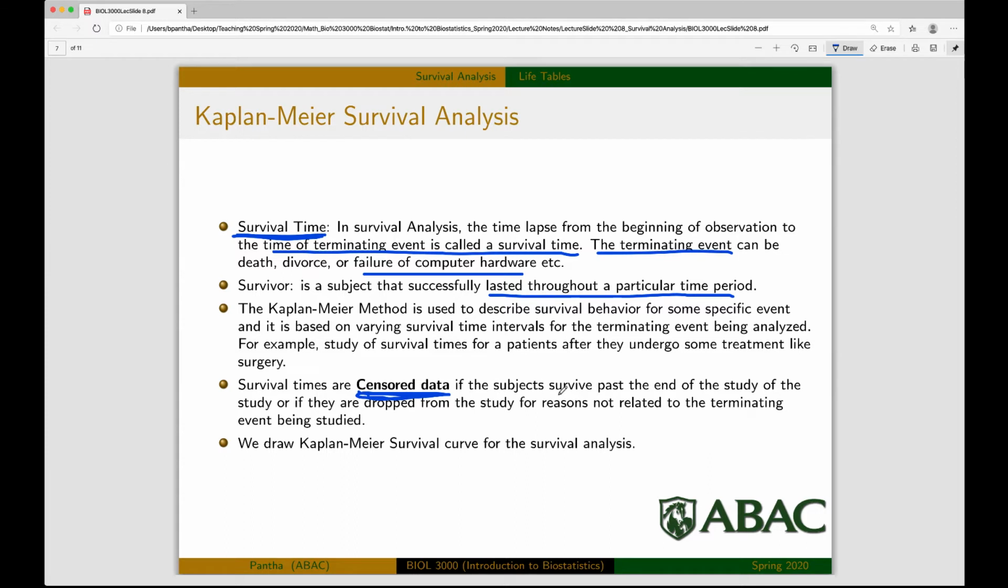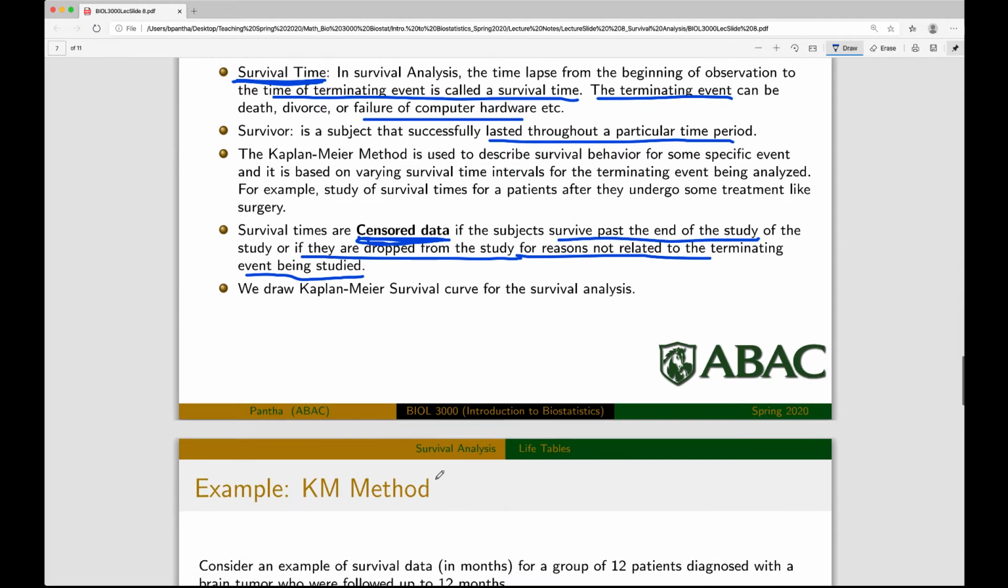If the subject survived past the end of the study, or if the person dropped from the study for some reason not related to the terminating event being studied, okay? So censored data is, sometimes the person survives till the end of the study, that is censored data. Also sometimes the person leaves the study in the middle, and that is also censored data. Usually in survival analysis data, censored data are marked differently. Sometimes we mark with a star, sometimes we mark with a plus, and so on. We draw the Kaplan-Meier survival curve for the survival analysis.